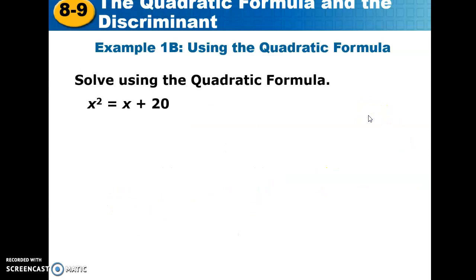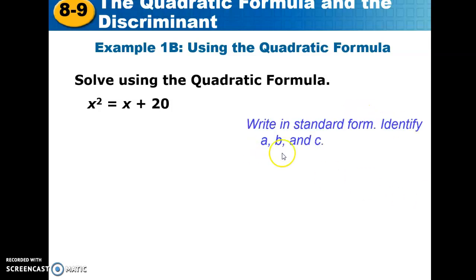All right, next one. X squared equals x plus 20. This one, we do not have our equation set equal to 0. So we want to manipulate the equation so that we have everything on one side and it's set equal to 0. So I'm going to subtract x on both sides, and I'm going to subtract a 20 on both sides. When you do it, you're probably going to see x squared minus x plus 20. I'm sorry, plus a negative 20 or minus 20.